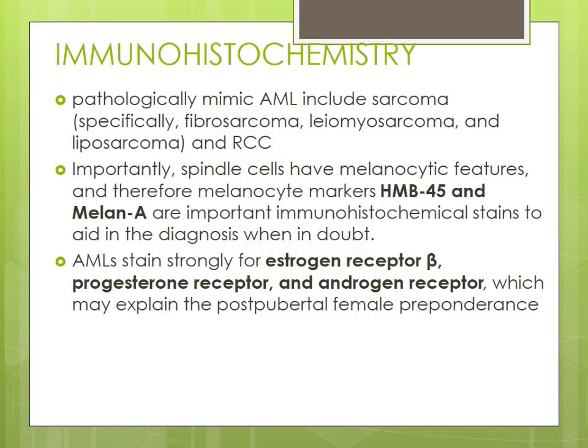So immunohistochemical markers can also be applied on AML, because the differentials include sarcoma, specifically fibrosarcoma, leiomyosarcoma, and RCC. So these immunohistochemical markers are very important. In relevance to angiomyolipoma, the spindle cells have melanocytic features and therefore HMB45 and Melan-A are the important markers which are positive in angiomyolipoma because of the presence of spindle cells. AML, as I previously mentioned, is common in females, so they also show estrogen beta receptor, progesterone receptor, and androgen receptor, which may explain their female predominance.